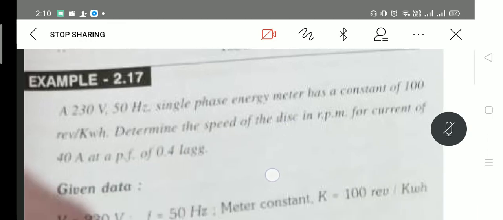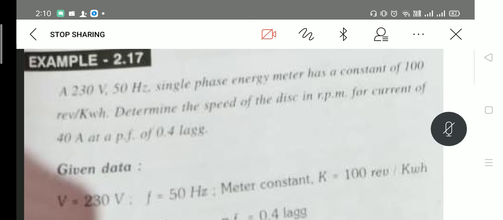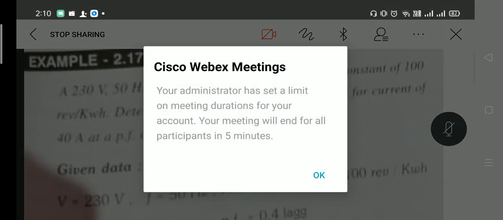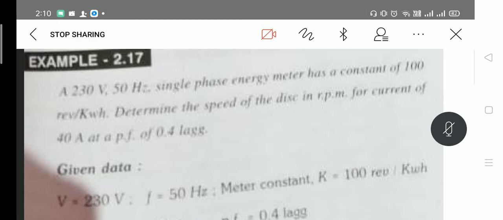Now I am going to the next problem. A 230 volts, 50 hertz single phase energy meter has a constant of 100 revolutions per kilowatt hour. Determine the speed of the disk in RPM. RPM means here revolutions per minute. Current of 40 amps at power factor of 0.4 lag.